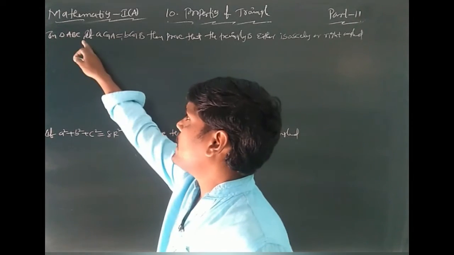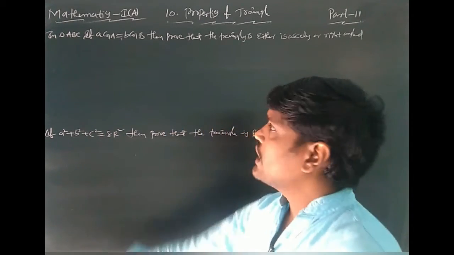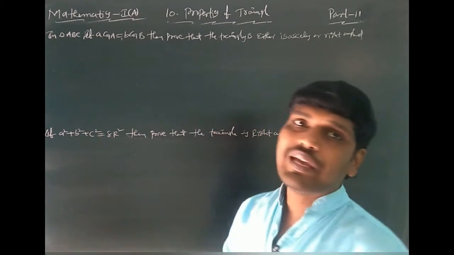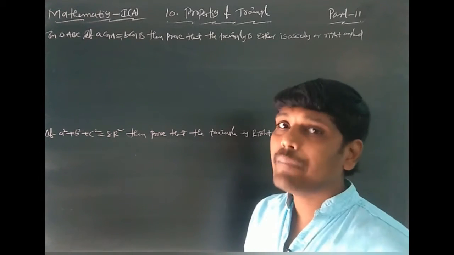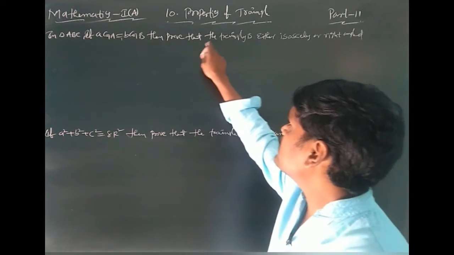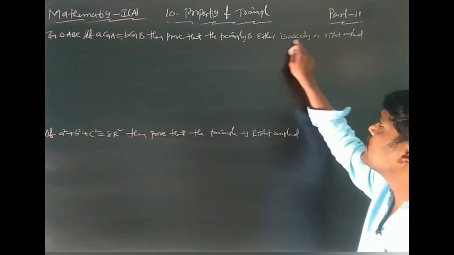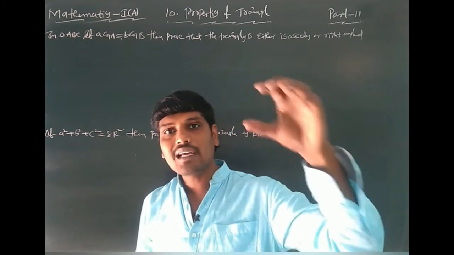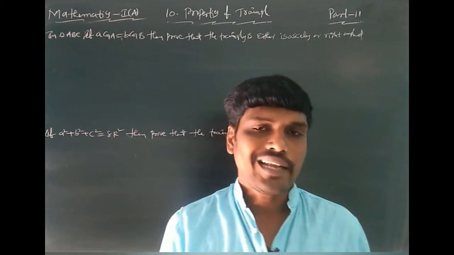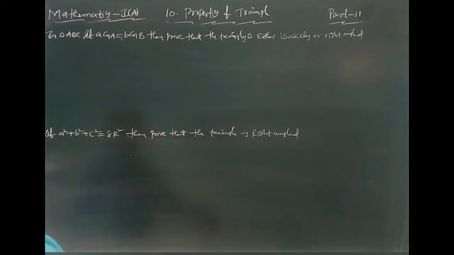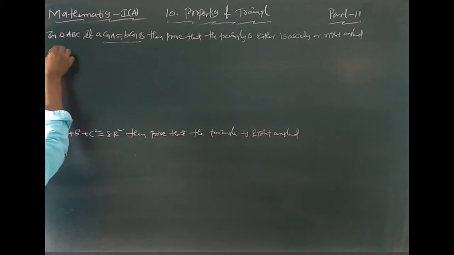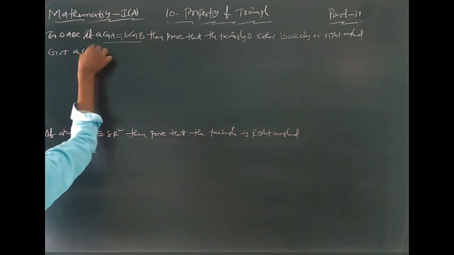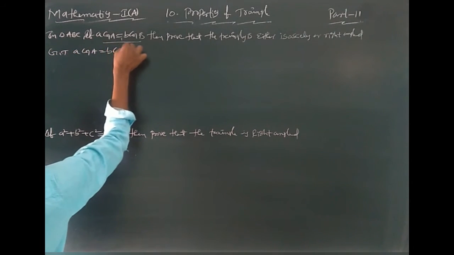Here the first problem: in triangle ABC, if a cos A is equal to b cos B, then prove that the triangle is either isosceles or right angled. The triangle ABC is either isosceles or right angled, check any one. First of all, what is given here? Given that a cos A is equal to b cos B.